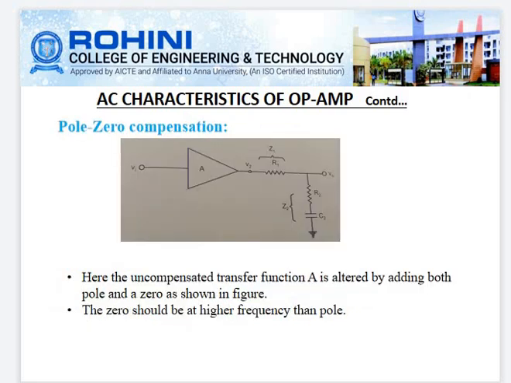Pole zero compensation. Here in pole zero compensation, the series RC network is connected at the output of the operational amplifier through the resistance R1. The uncompensated transfer function A is altered by adding both a pole and a zero. So R1 represents the zero. The series combination of R2 and C2 forms the pole. The zero should be at a higher frequency than the pole.